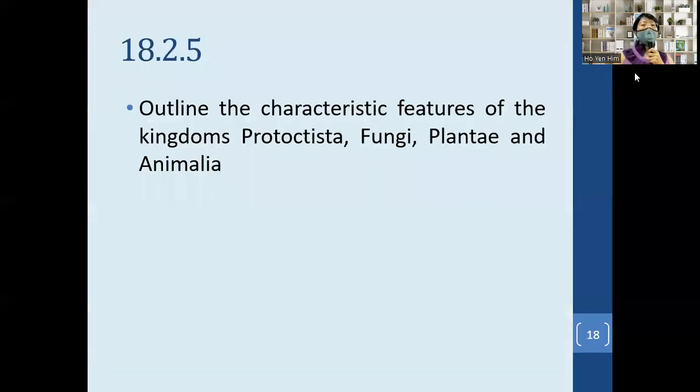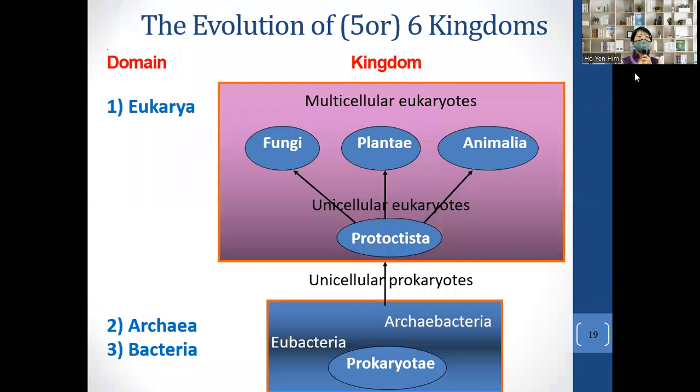Okay. So the next learning outcome is to outline the characteristic features of the kingdoms Protoctista, Fungi, Plantae, Animalia. So this is very easy. We revise again the classification of these organisms. So this is the evolution of 5 or 6 kingdoms. Why 5? Because last time it was 5. Now 6 because they've added the domain in, they've divided the bacteria into 2 types. So instead of prokaryote as a kingdom, now it becomes Eukarya and Archaea bacteria.